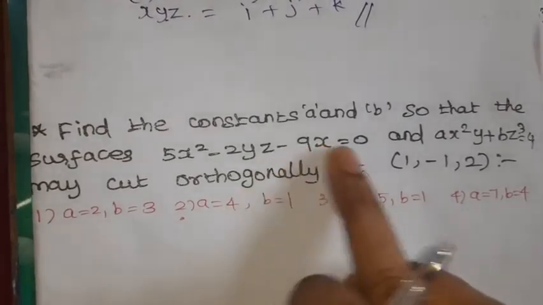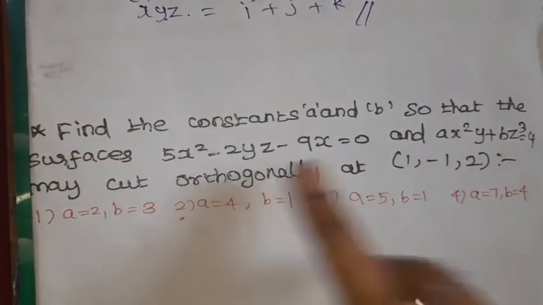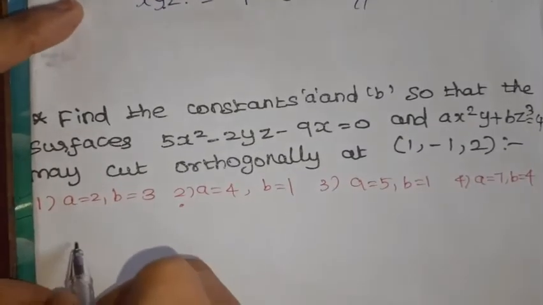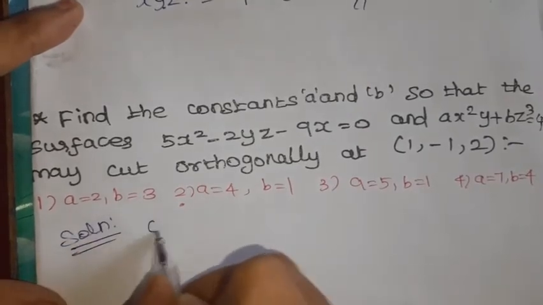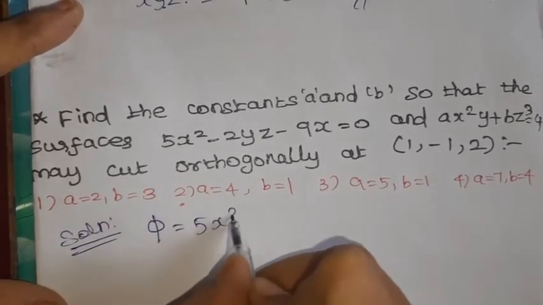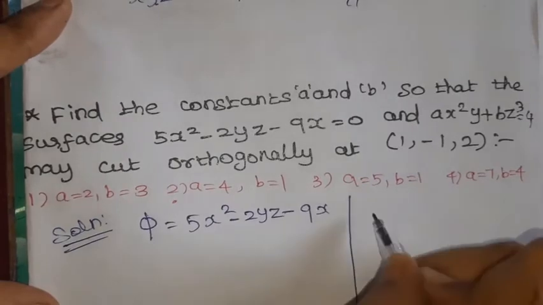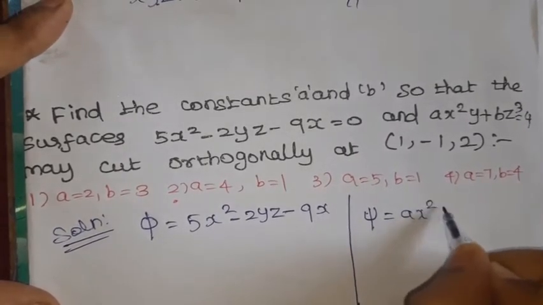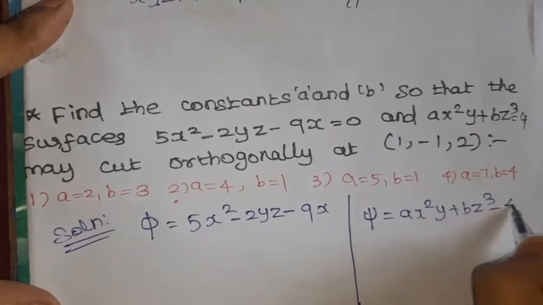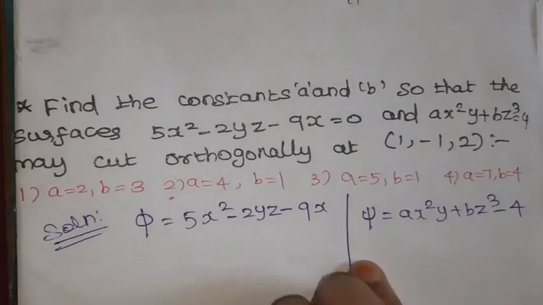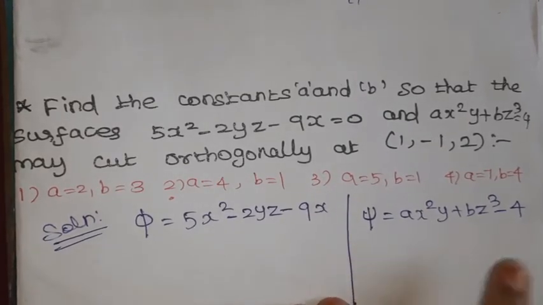Then find the constants a and b so that the two given surfaces cut orthogonally at 1 comma minus 1 comma 2. Cutting orthogonally means del phi dot del psi equals 0. This is the key point. Let's see how to solve this. Take this equation as phi, 5x squared minus 2yz minus 9x, and take this as psi, ax squared y plus bz cube minus 4.